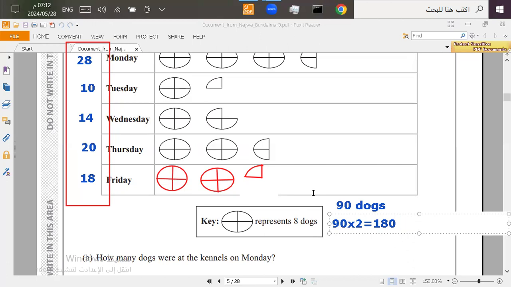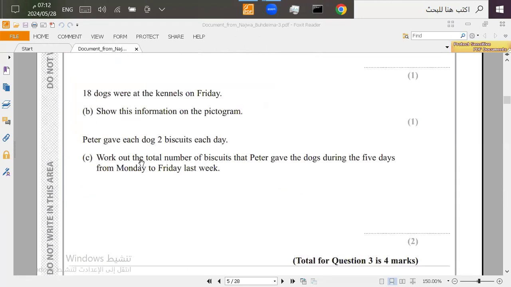So 90 times 2 will equal 180 biscuits. And this is how you answer a question like this. So we understand that all of the biscuits from Monday to Friday will be 180 biscuits. Now let's move on to the next question.